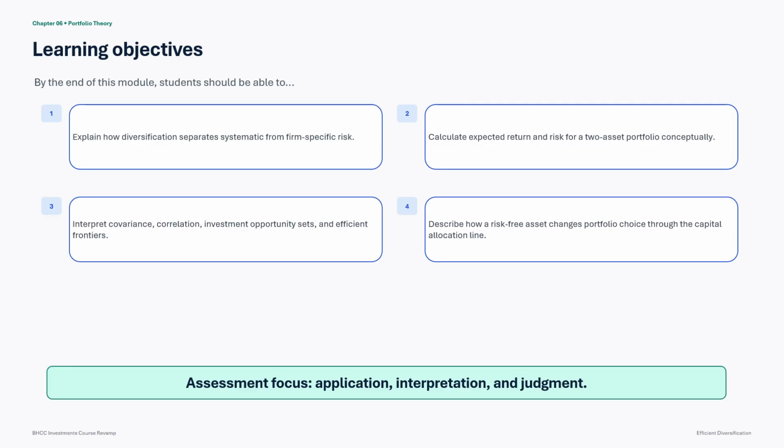The assessment focus is application and judgment. A strong answer will not simply say that lower correlation is better. It will explain why, identify the assumptions, and state what risk remains. Excel can optimize a bad assumption very quickly. The investor still has to supply the judgment.